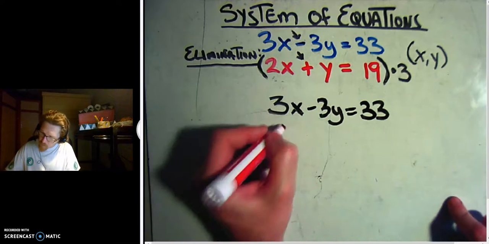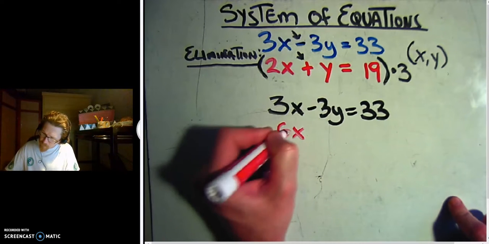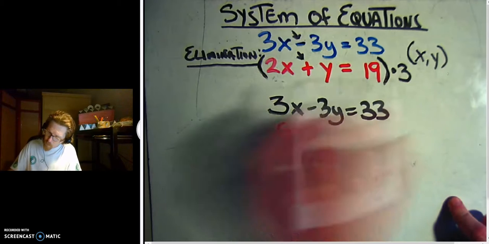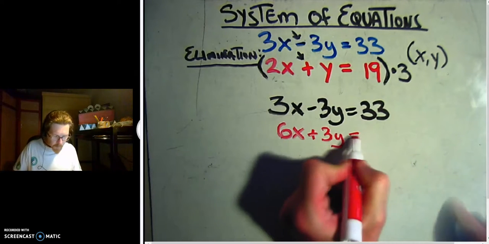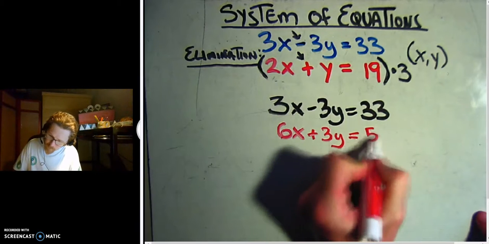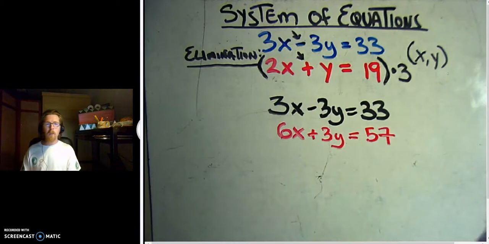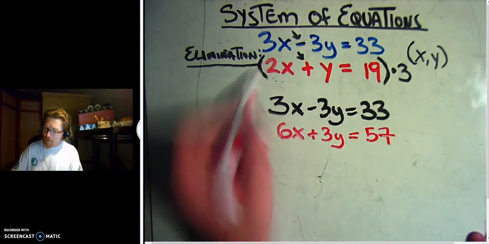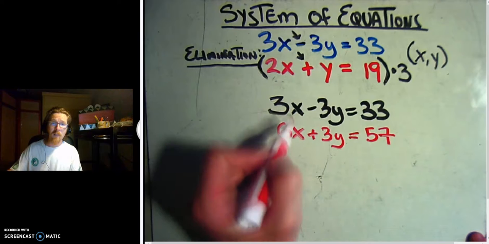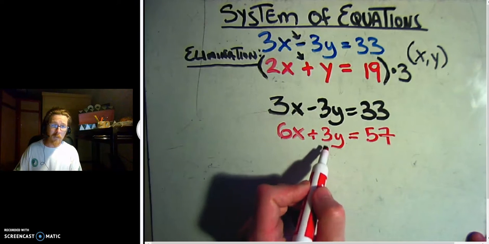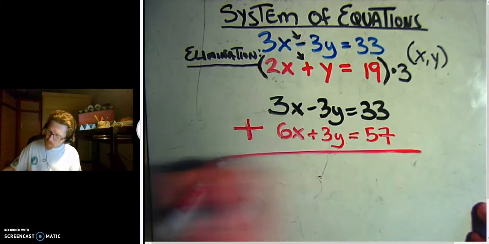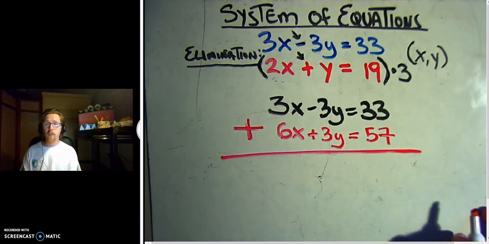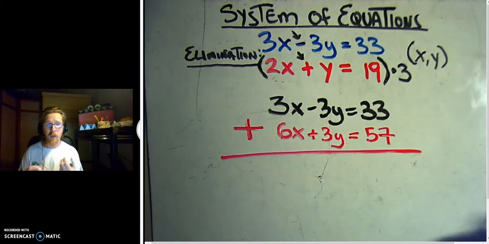3 times 2 is 6x. 3 times y is now 3y. And 19 times 3 is 57. So I took the bottom equation and multiplied it by 3, keeping it the same. These are the same lines. They just look a little better for our elimination because now you'll notice my y values are the same but opposites. They're going to cancel each other out when I add.